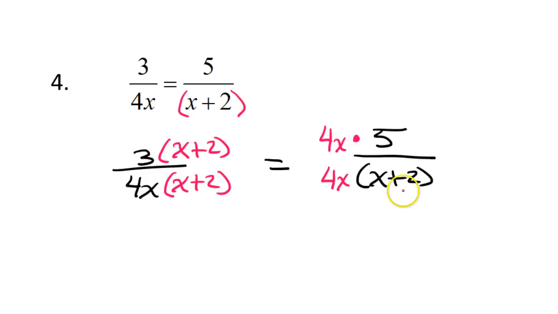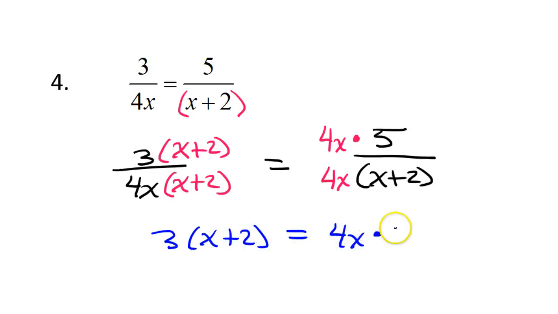Okay, now I have like denominators. If the denominators are the same, I can now set the numerators equal to each other. So that means 3 times x plus 2 will equal 4x times 5. Okay, it's as if you are canceling out the denominators, but it's really just logic.